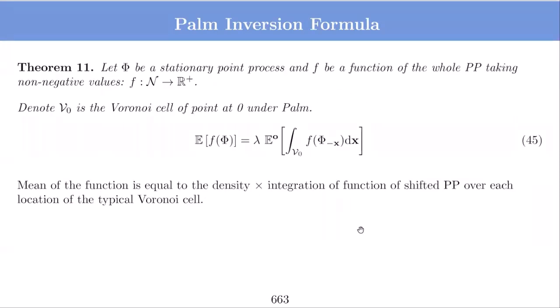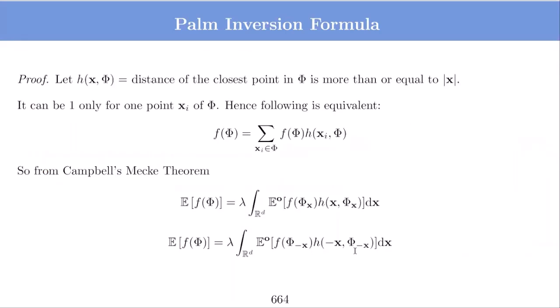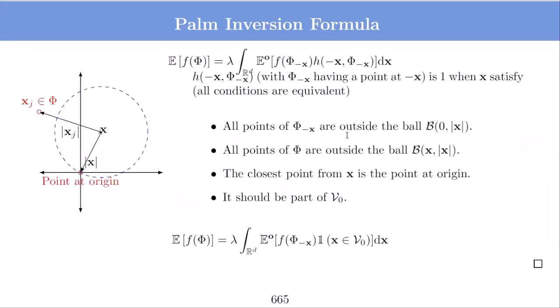This is what the statement says: this is the integration of this. Because of the indicator that x belongs to V0, I am only integrating over all x such that x belongs to V0. This is precisely the statement of the Palm inversion lemma. Let us see a couple of examples where we can use it.